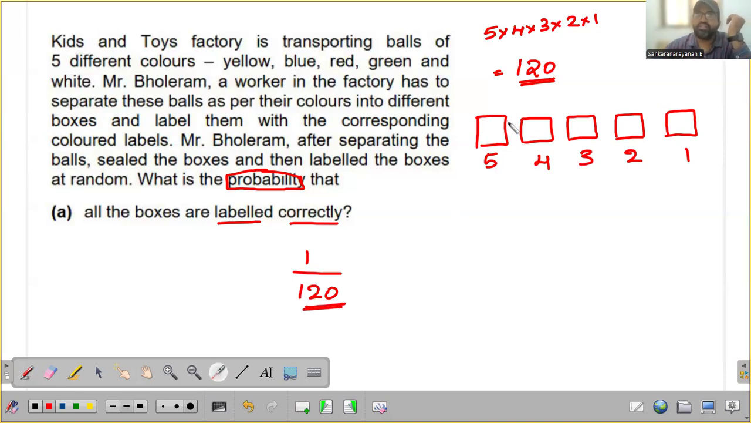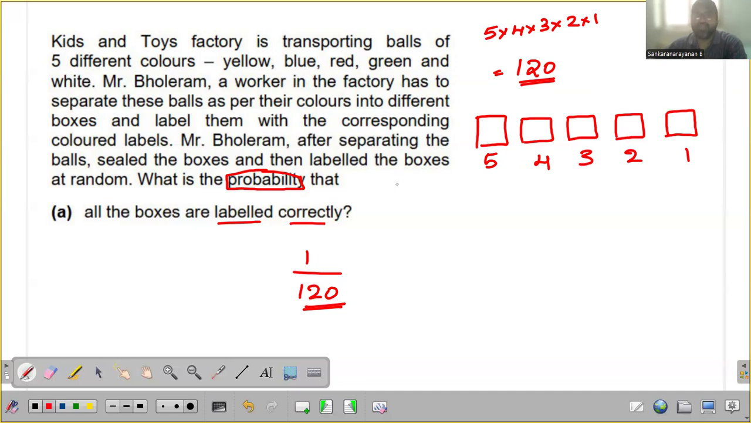See, there is blue here, you are sticking blue. There is red here, you are sticking red. There is yellow here, you are sticking that. There is white here, you are sticking it correctly. Like that, when you are considering only one way, you can label all of them correctly out of 120 different options you had in front of you. So the probability that all the boxes are labeled correctly is 1 by 120. That is the first question in this lot.